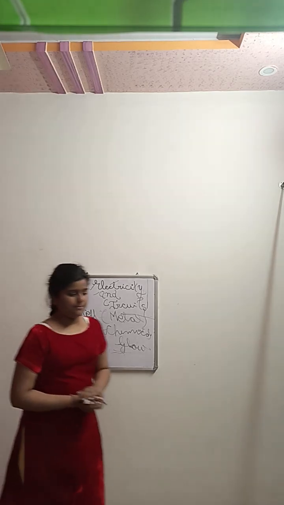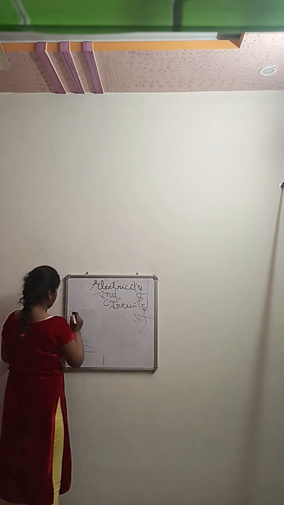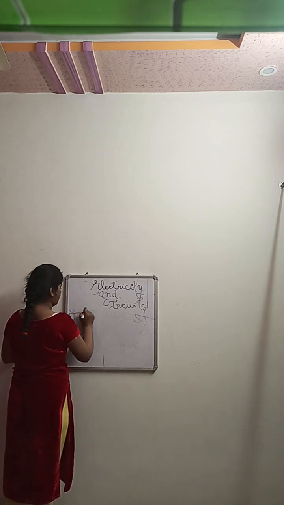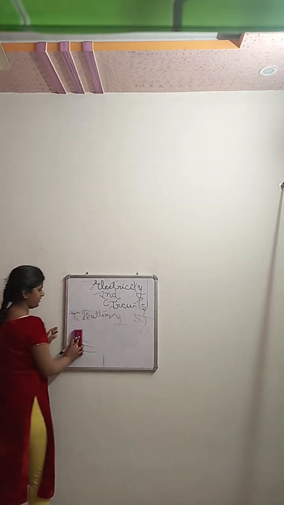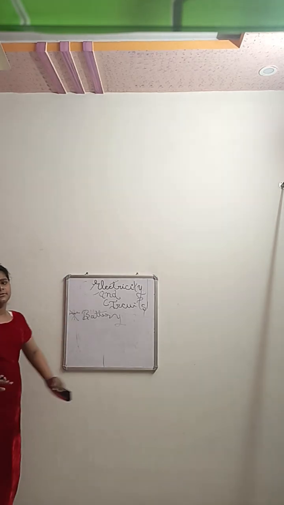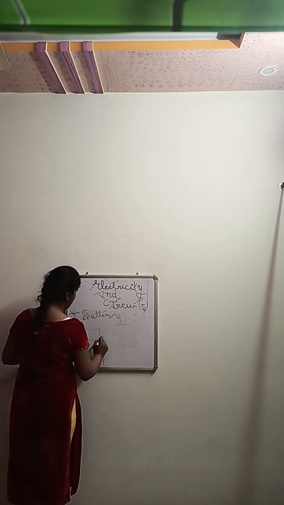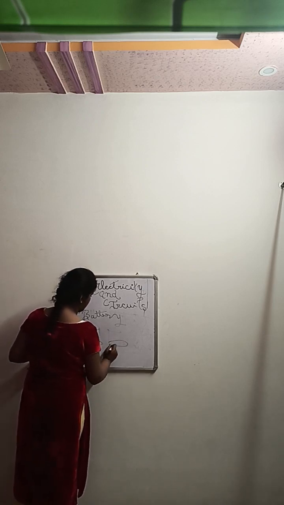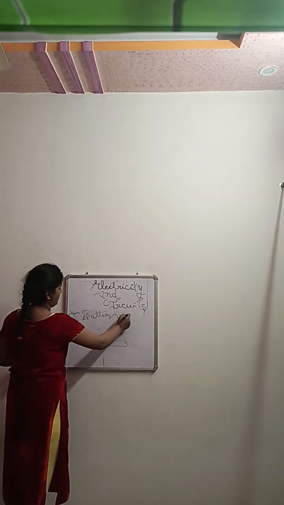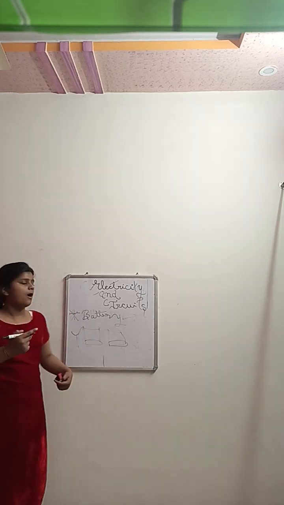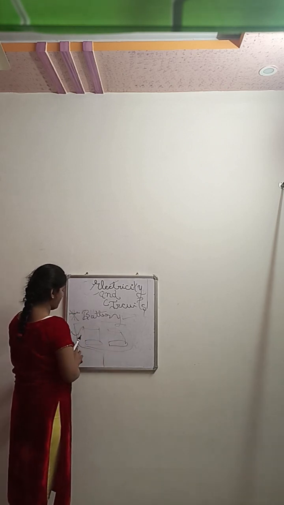And now, what is a battery? Battery is the same, simple, not any new thing. When two or more cells are put together in one device, it is known as a battery. A battery consists of two or more cells in one device.